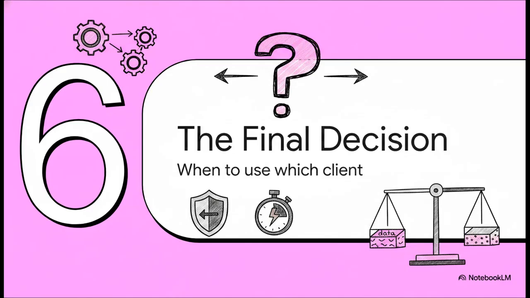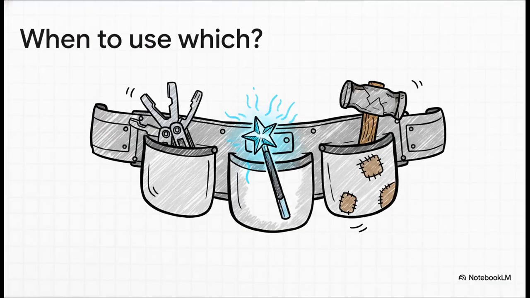Section 6. The final decision. When to use which client. So the crucial point is this definitive three-part strategy for your tool belt moving forward. Number 1. Default to Feign Client. If you're doing standard service-to-service communication within a modern app and you want a clean, highly readable codebase, use Feign.